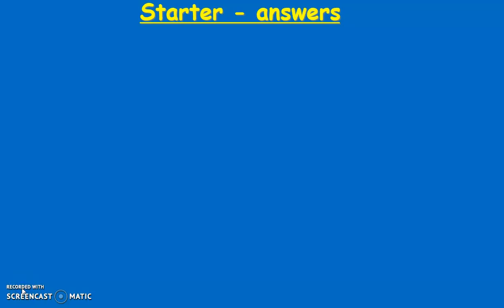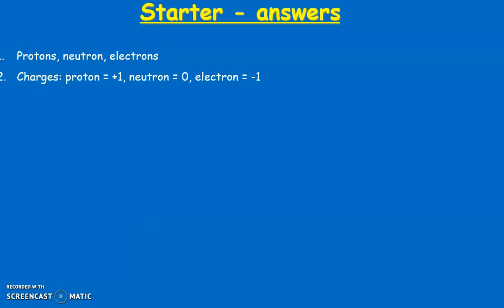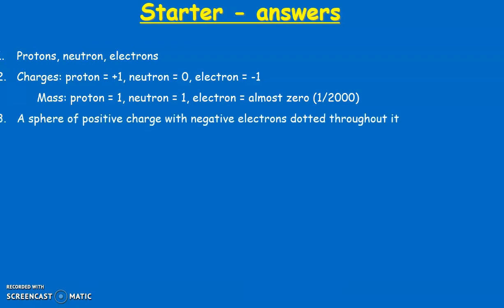So, three subatomic particles are protons, neutrons, electrons. The charge of them: +1 for a proton, neutrons are neutral, 0, electrons are -1 charge. The mass for the proton and neutron, they're both relative mass of 1. Electron is almost 0. We say it's almost 0. Its mass is about 1/2000 that of a neutron and proton.